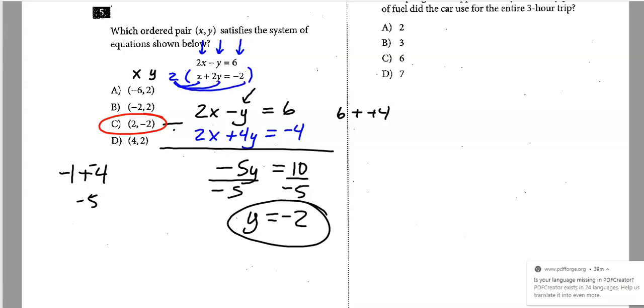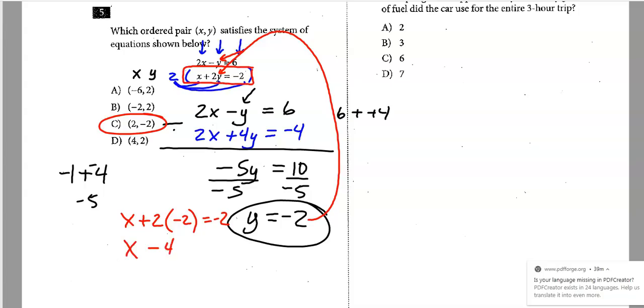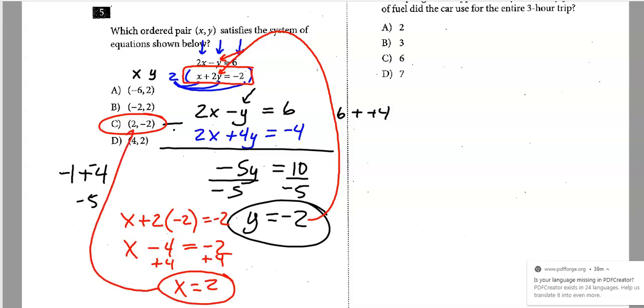Now, if there was more than one, I would then have to take this negative 2 and substitute it back into one of these two places just to verify the x part. So I'll do that just to show you really quick. So x plus 2 times negative 2 equals negative 2. So I plugged it into this equation. And that'll be x minus 4 equals negative 2. Add 4 to both sides. And I get x equals positive 2, which is in fact right there. So I know my answer is good.